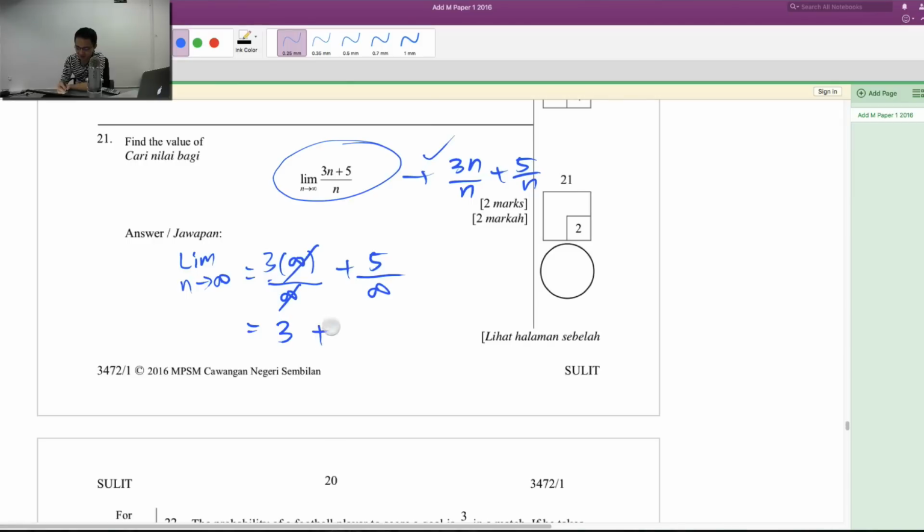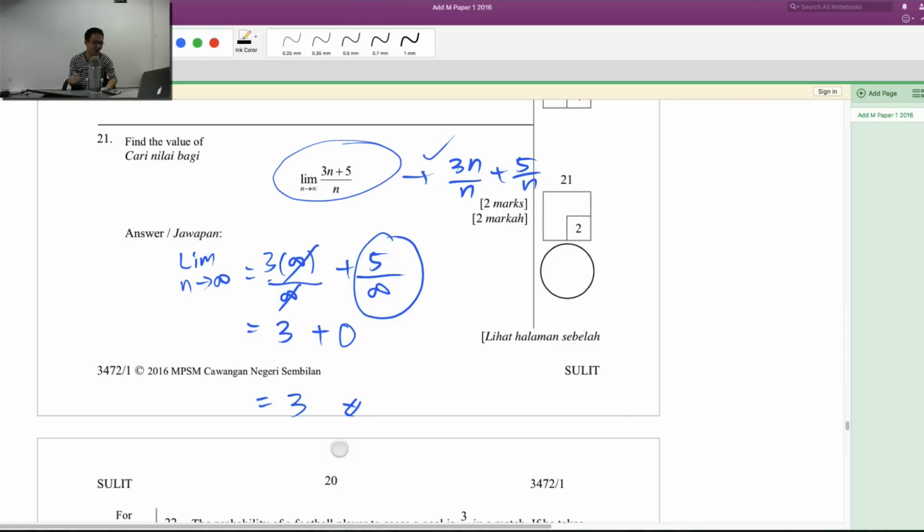And then this one, this is the crucial thing. When 5 is divided by an extremely big number, you can just use your calculator, like 5 divided by 999999. You will get a value that is very, very close to 0. So I will say it's 0, and the answer is just 3. If any number is divided by an extremely big value, you just get 0. This is the idea.